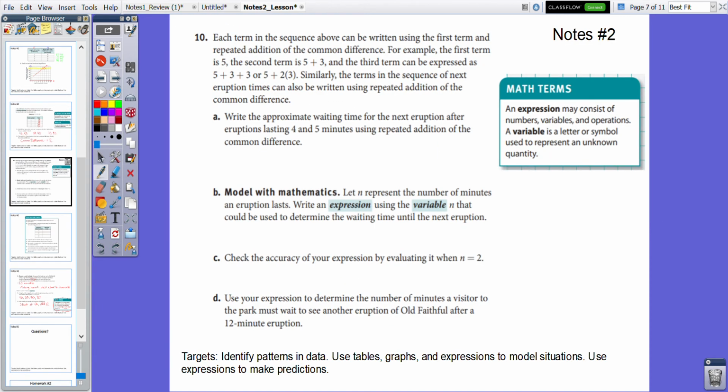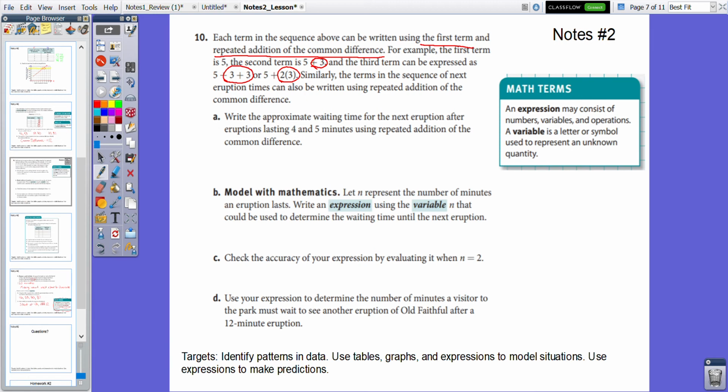Okay? Looking at number 10, bottom half of page 5. Each term in the sequence above can be written using the first term. Okay, that's important. The first term and repeated addition of the common difference. That's important. We'll talk about why this is important in a little bit. For example, the first term is 5. The second term is 5 plus 3. Once again, first term is 5, and that common difference comes up again. There it is. And the third term can be expressed as 5 plus 3 plus 3, or 5 plus 2 times 3.